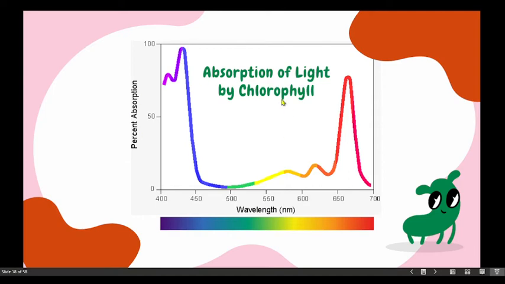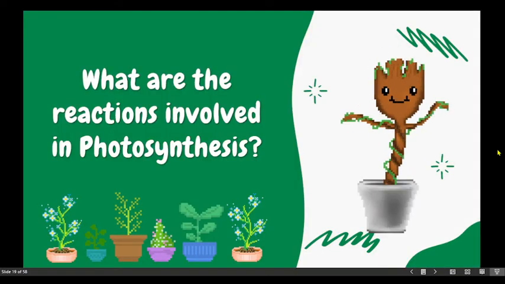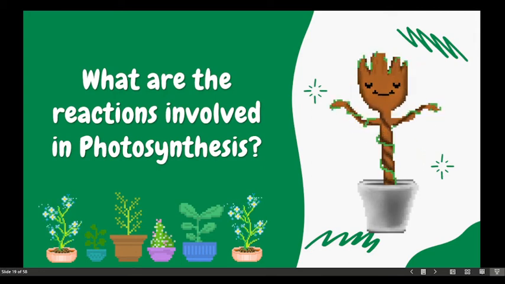Compared to other wavelengths here in the colors violet, indigo, and red, orange, they are highly absorbed by chlorophyll, so we cannot see them. So basically that is why we see most plants as green, because the chlorophyll, the pigment, reflects the wavelength of green. Next, what are the reactions involved in photosynthesis?